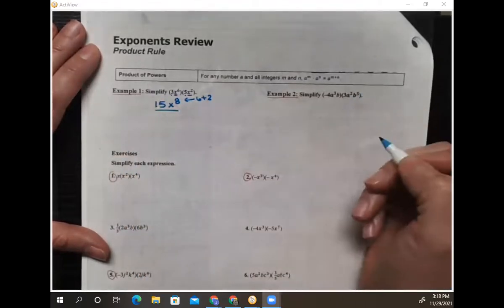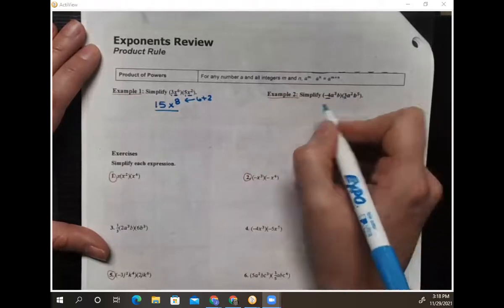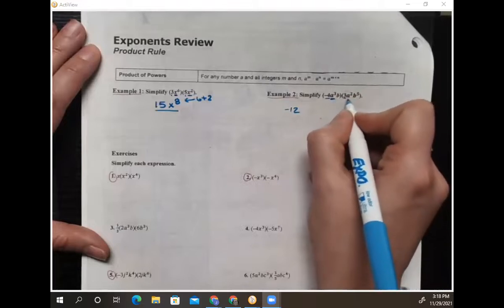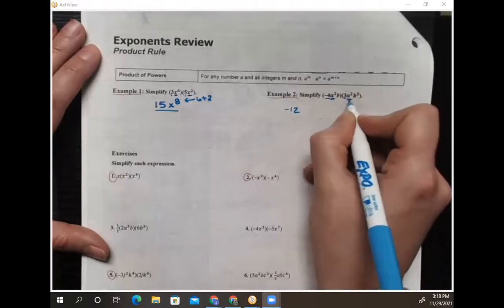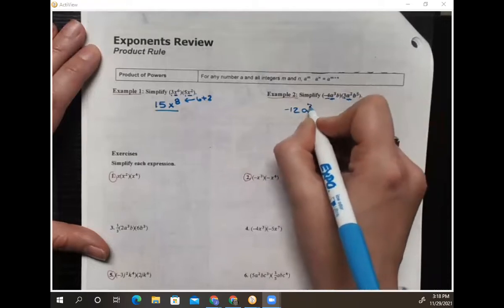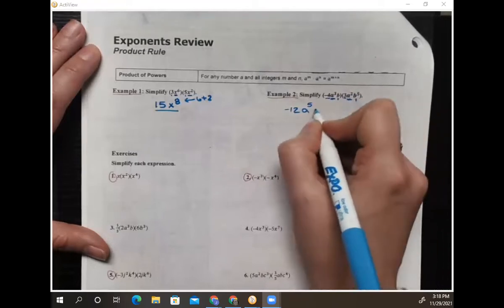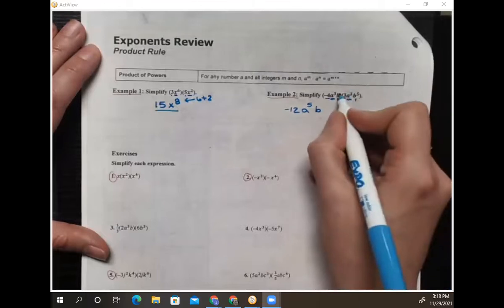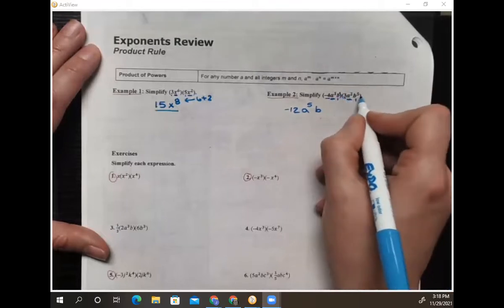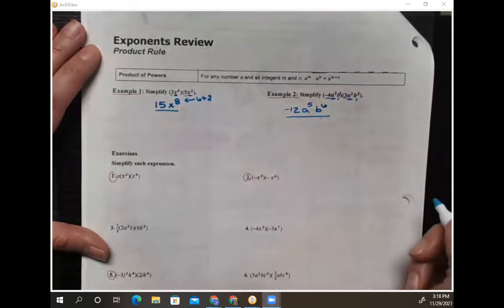For example 2 here, same idea. My numbers, I'm going to multiply. -4 times 3 is -12. And then my variables that are the same, so A, I can combine. 3 plus 2 would be 5. And then my B, I can combine. So this would be b to the first. If I don't see an exponent, it's 1. 1 plus 5 is 6. So there would be my simplified version.